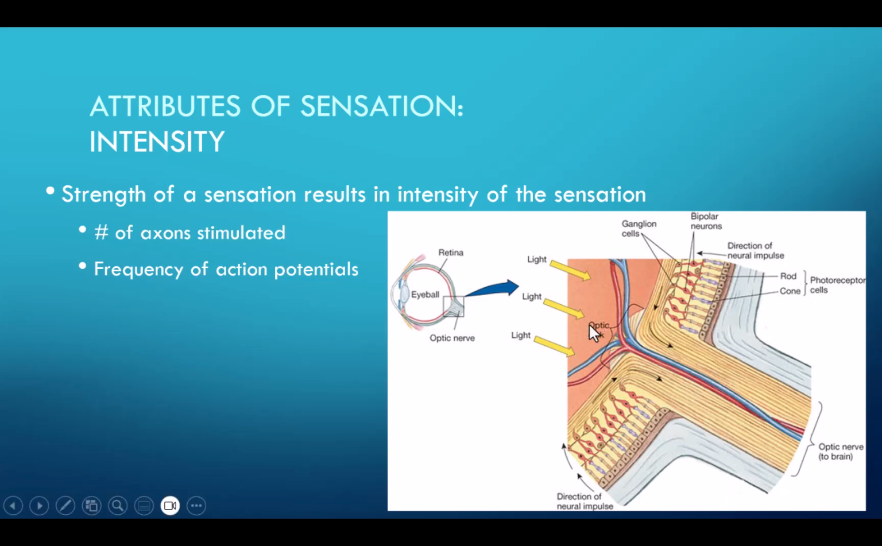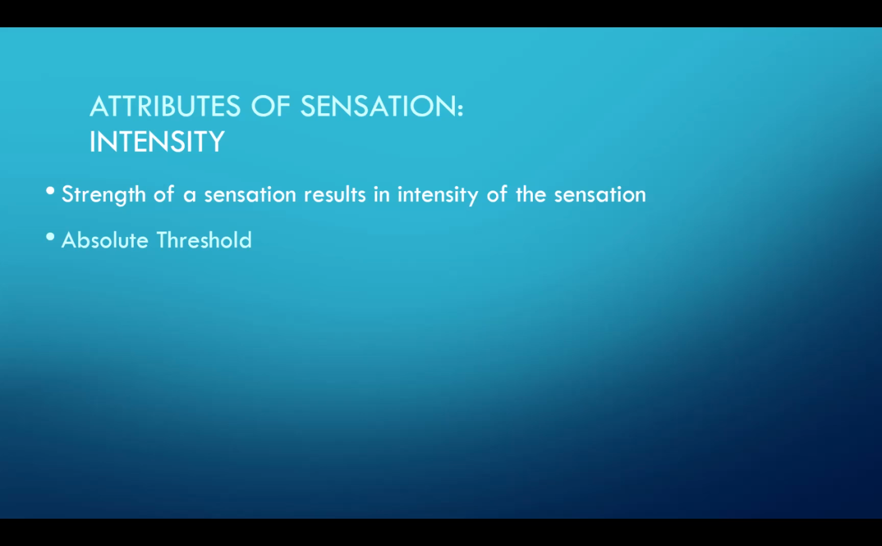Here is an image of the eye. We're seeing light waves hitting the retina, synapsing on photoreceptor cells, synapsing on a couple of other cells before they send a signal along the optic nerve. The optic nerve is a bundle of myelinated axons. So again, the number of axons that are stimulated in this optic nerve, as well as the frequency, how fast those action potentials travel along the optic nerve, is going to tell the brain how strong, how intense that sensation is. This leads us to the concept of absolute threshold.